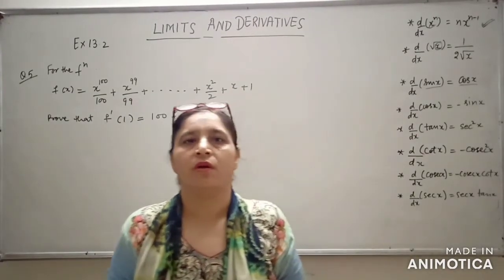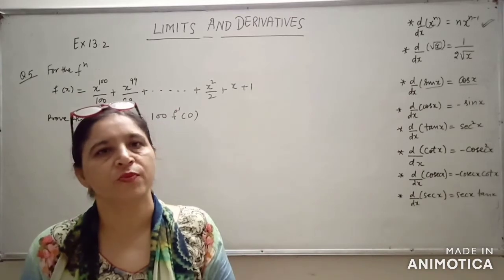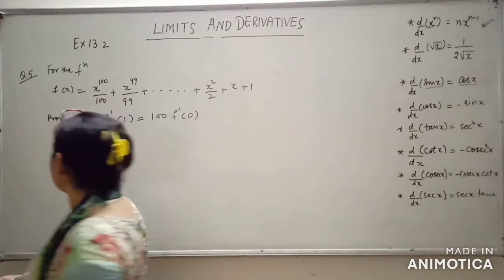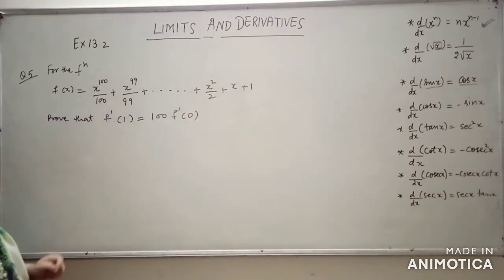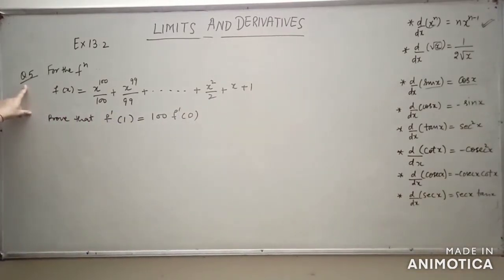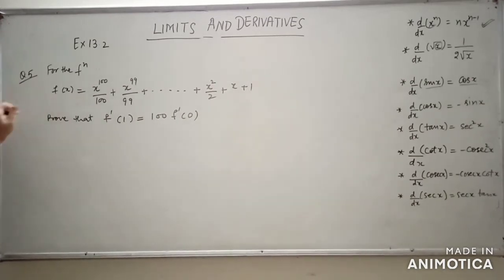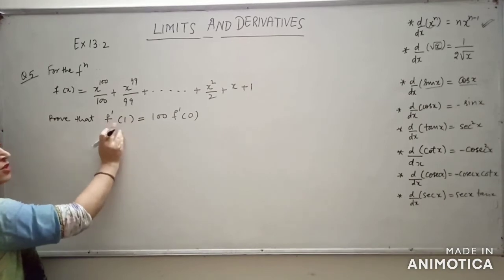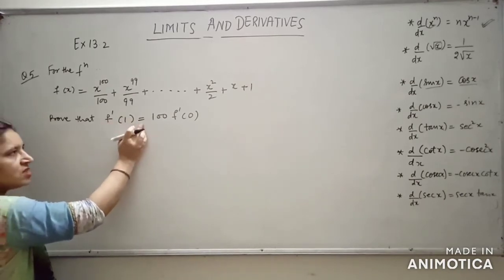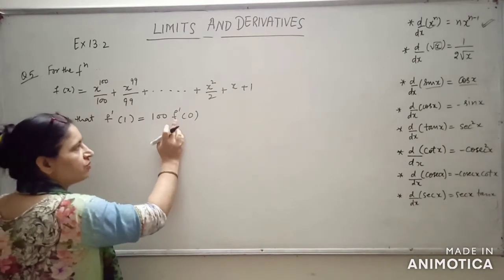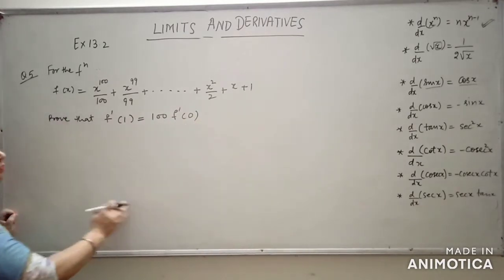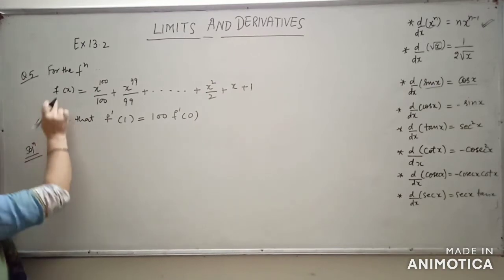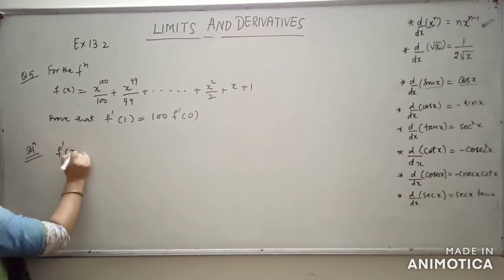Question number 4 is to find out the derivative by using the first principle that we have already done in our previous lectures. Now come to question number 5. In this question, this function is given and you are to show that f dash 1, the derivative of the function at x is equal to 1, is equal to 100 times the derivative of the given function at 0. So first of all, we will find out the derivative of this function, f dash x.